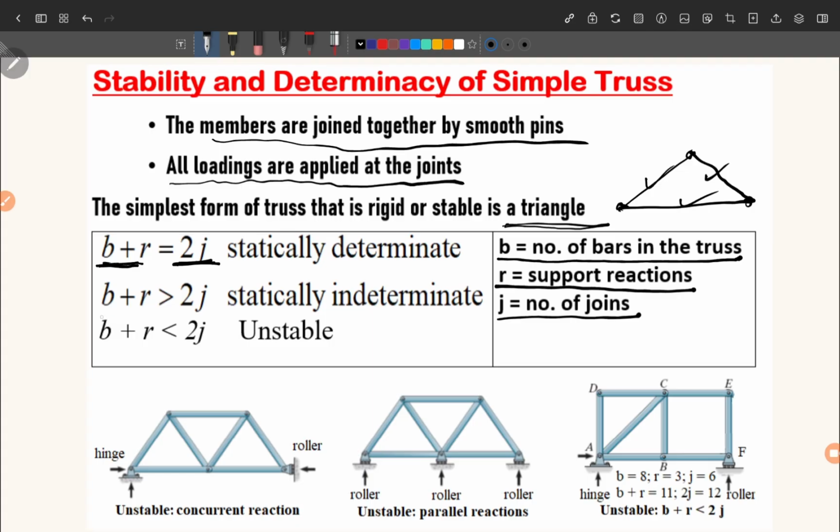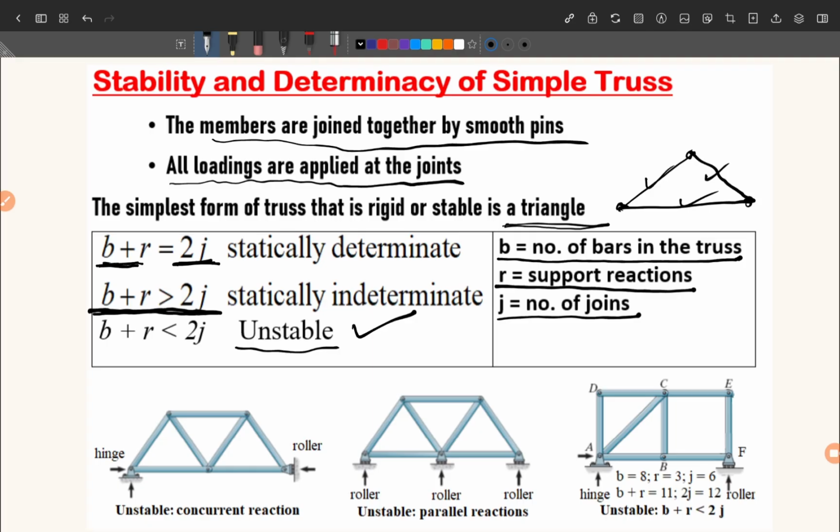Another thing is that B plus R greater than 2J. If we find that B plus R is greater than 2J, then we'll call it statically indeterminate. So if B plus R is equal to 2J, it is statically determinate. If B plus R is greater than 2J, it is statically indeterminate. And if B plus R is less than 2J, then we call it an unstable structure. Another instability you have seen in the previous lectures is when the support reactions are concurrent, or when the support reactions are all parallel, then also we call that structure unstable.